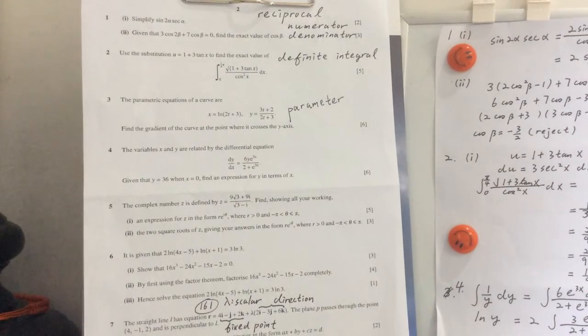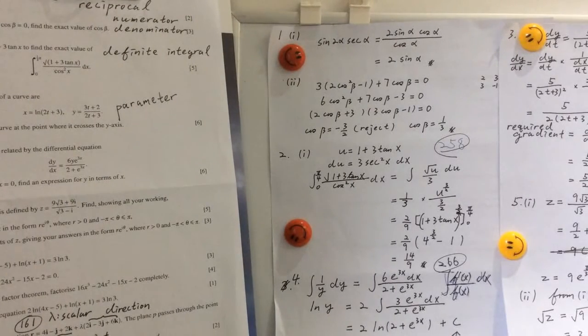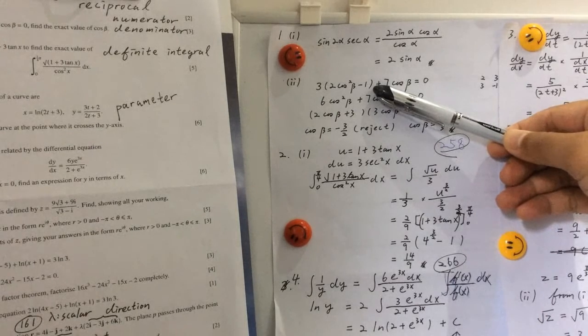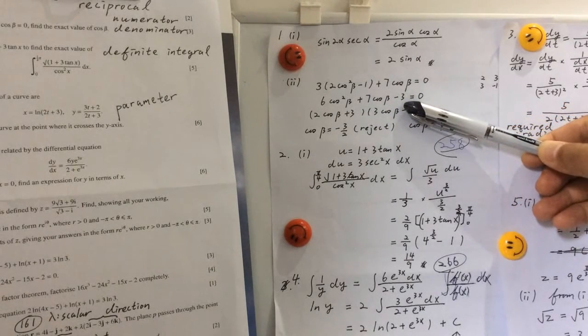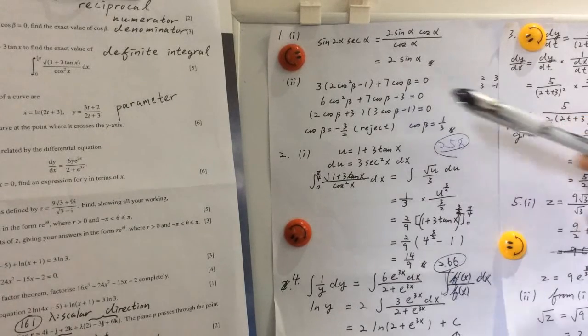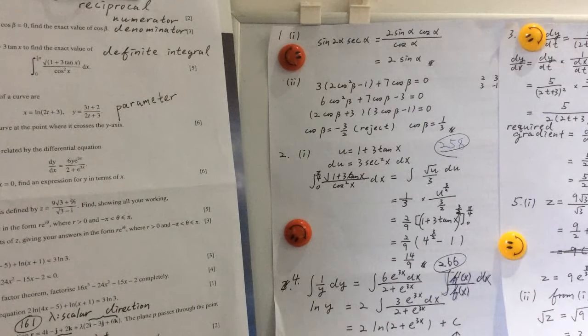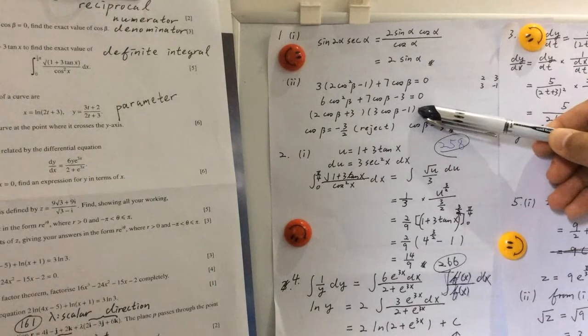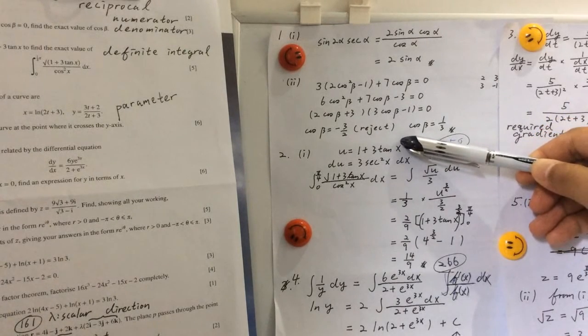Find the exact value of cosine beta. Again, we need to use the double angle formula. Okay, cosine 2 beta. We will arrange it like this. So it looks like a quadratic equation in which cosine beta is the variable. So solving the quadratic equation, we need to factorize it. We factorize the expression into two factors. Then we are able to solve for cosine beta.